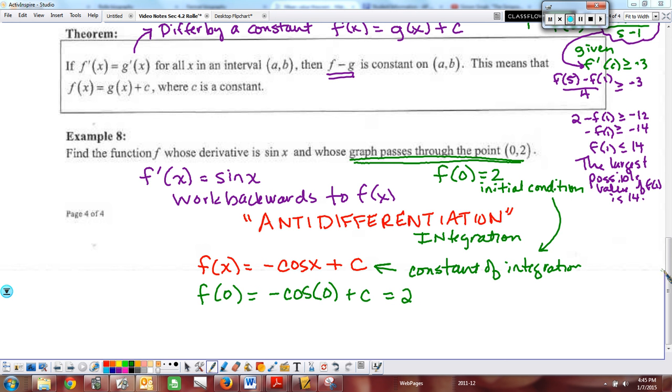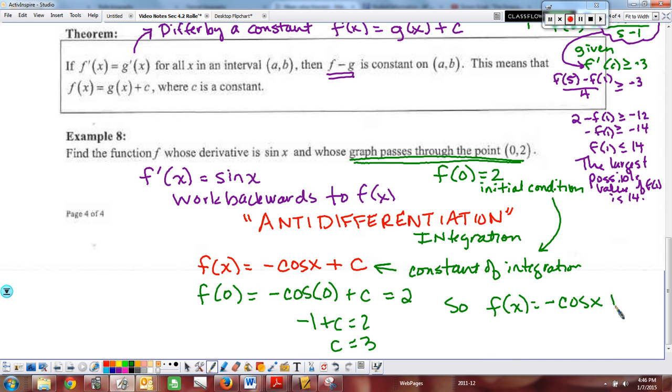Then we can use this information to solve for the constant of integration. So cosine of 0 is 0. Oh no, cosine of 0 is 1. I'm almost as bad as you guys. So negative 1 plus c equals 2, and c would equal 3. So the actual original function that we must have had is negative cosine of x plus 3.